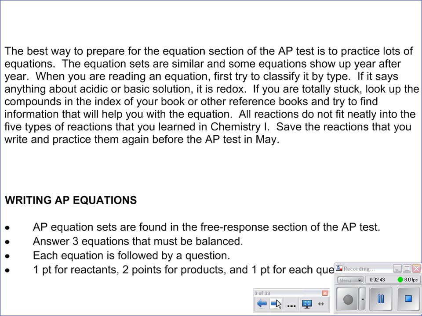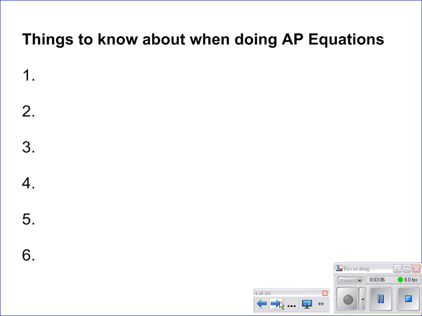The best way is to practice, practice, practice, practice. You have to do all the homework that I assign you. You have to do everything. So we'll talk about where you get the homework for this at the end of the lecture. Writing AP equations. AP equations are found in the free response. I already talked about that. 3 equations must be balanced, followed by a question, and we'll talk about scoring when we do some extra credit grading on this in the future.